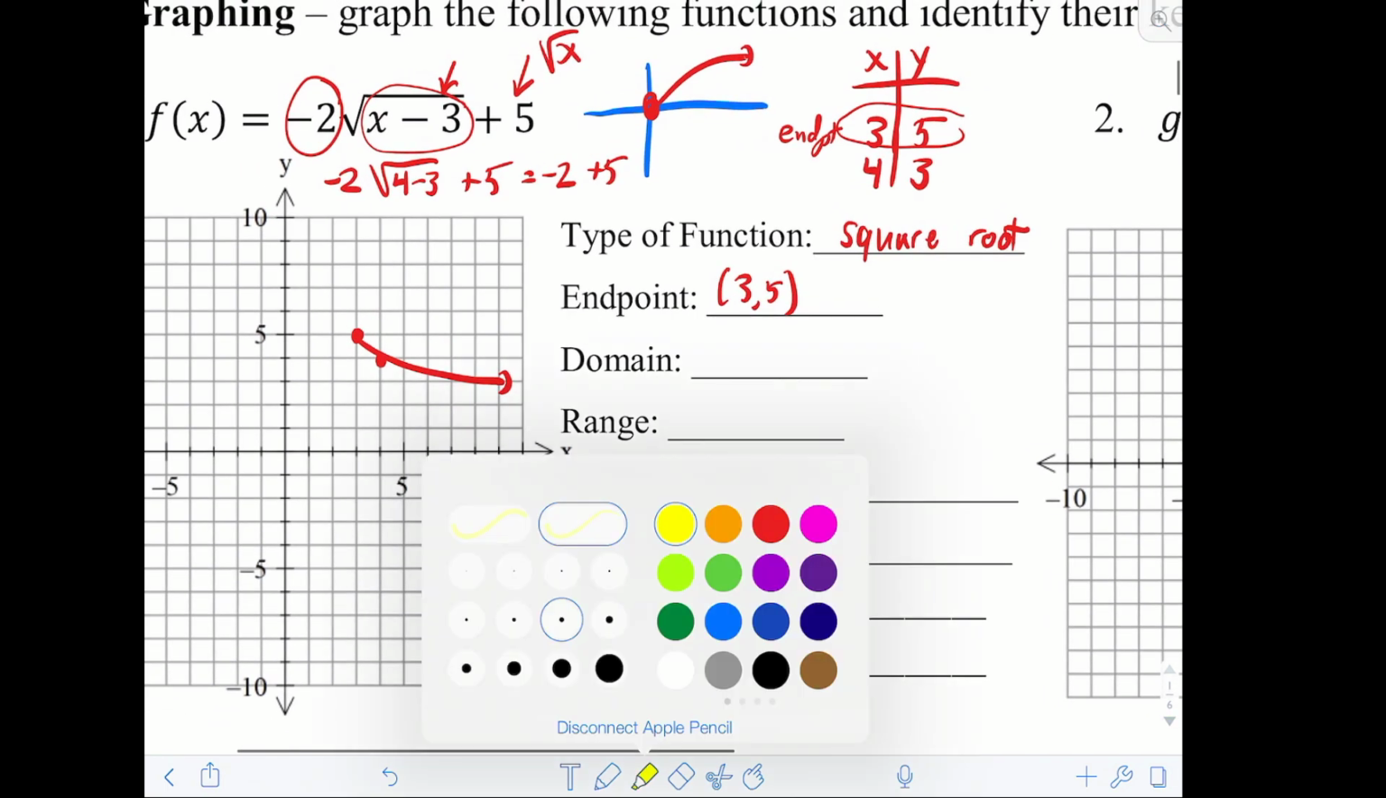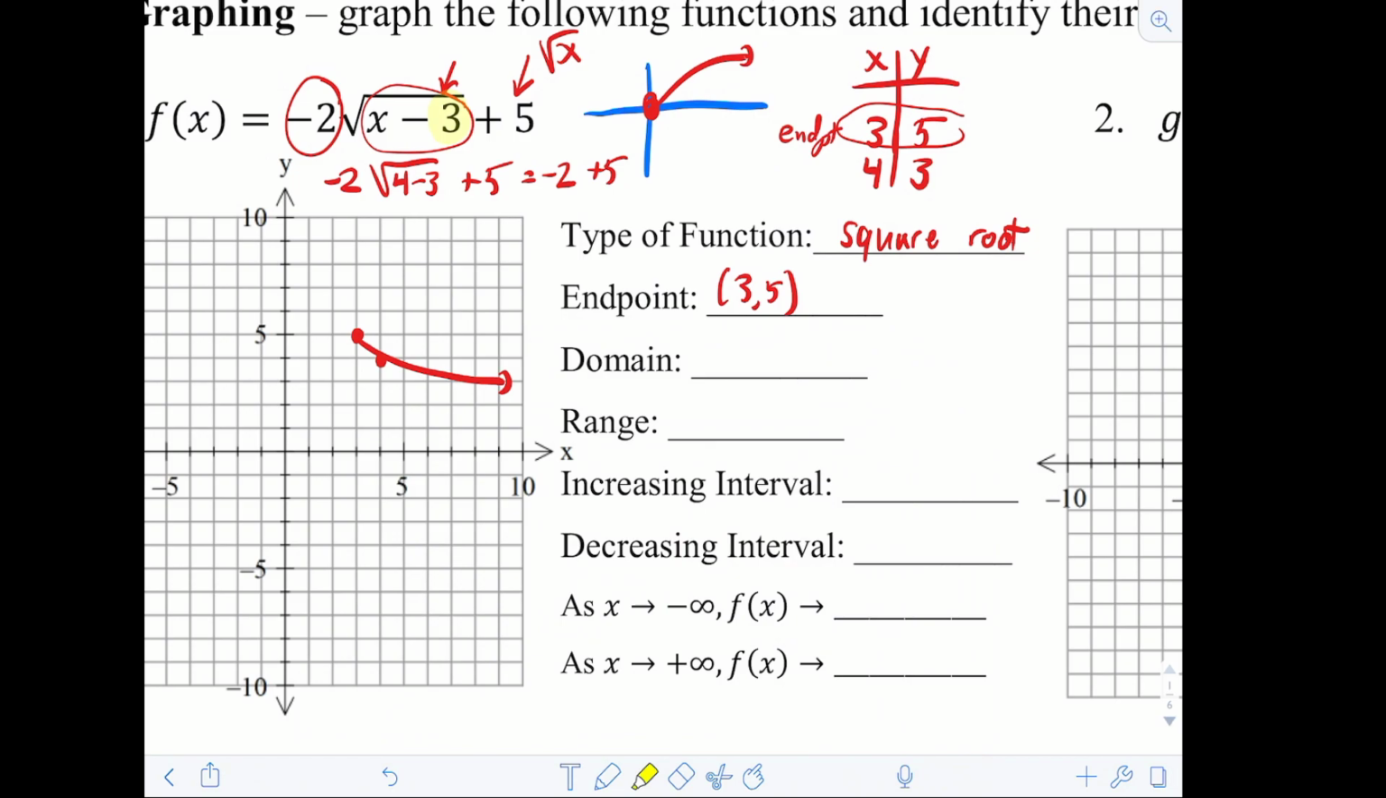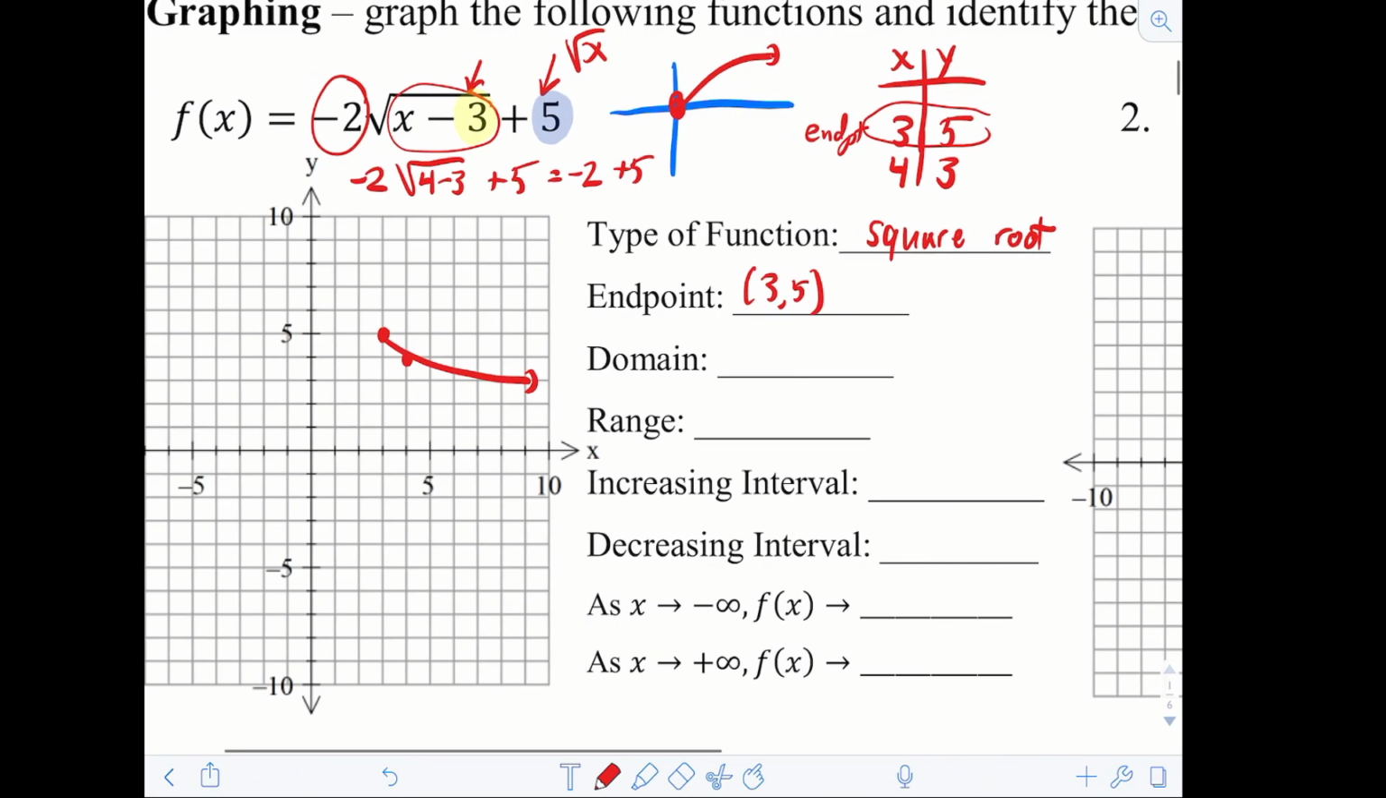And yet again, the endpoint is usually the c value and the d value of the function. Domain: since 3 is going to be that first number, 3 to infinity. And why is it 3? Because if I end up putting in a number that is a little less than 3, this minus 3 will take over, and then the value underneath the radical would be negative, and we know that we can't have a negative value inside the radical.